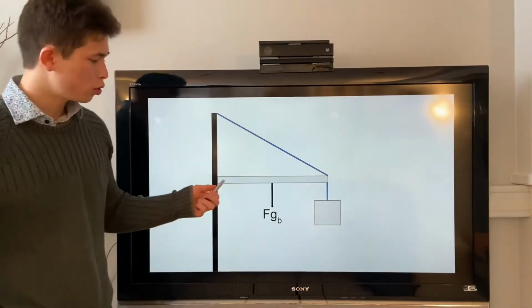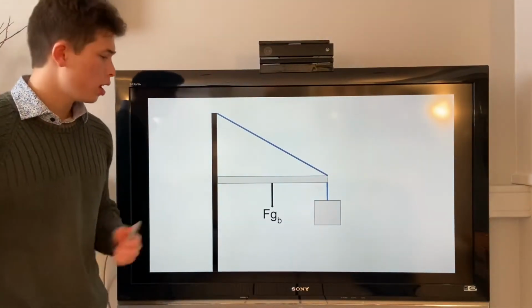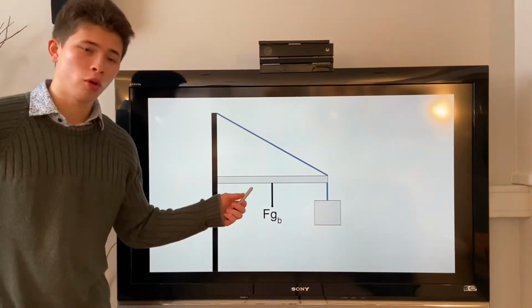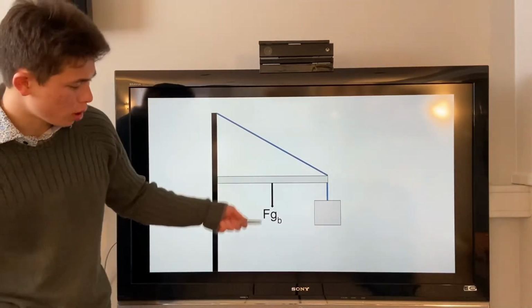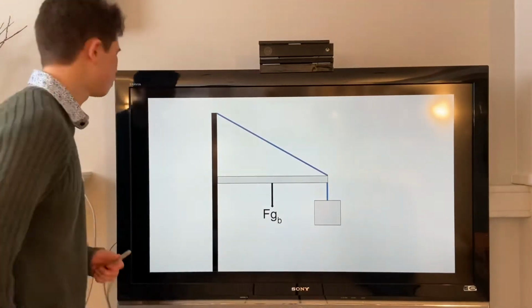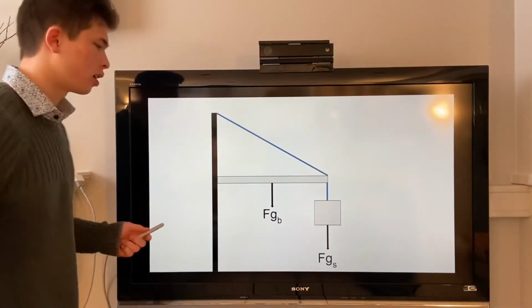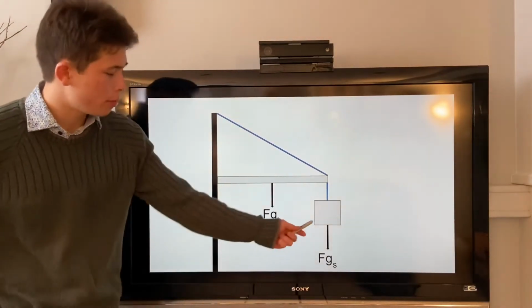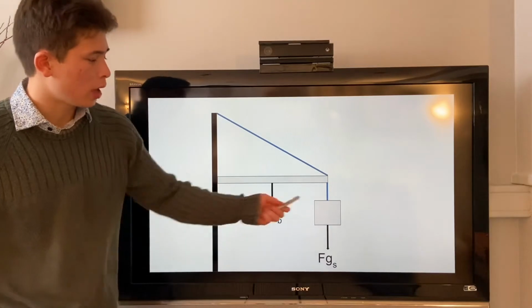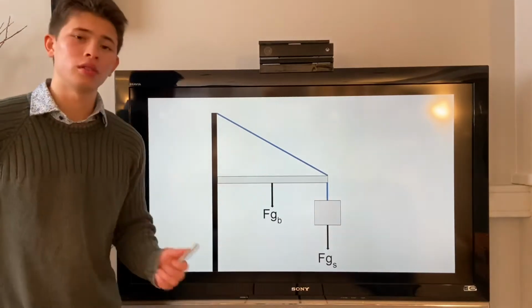First, we have the force due to gravity of the beam. Now, like I said earlier, the beam is uniform, therefore the force will be acting directly in the middle of it. Second, we have the force due to gravity of the mass or the sign, which will be acting at the attachment point due to the fact that it is uniform.